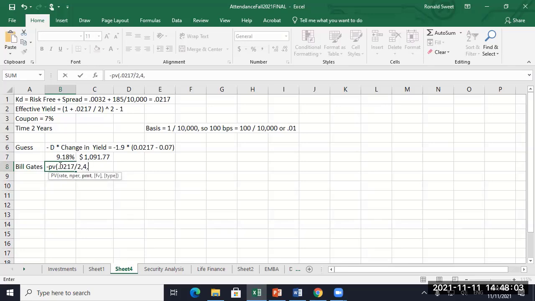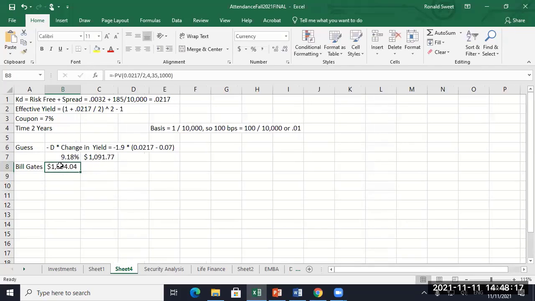What's our payment? Okay, coupon 7%, but you're not going to make $70 a year, are you? What are you going to get? 35 twice a year. And he wants my future value. What do you get back at the end? $1,000. Does that look right? Does Bill Gates know what he's doing? Do you think Bill Gates could do this off the top of his head? He probably remembers this stuff.